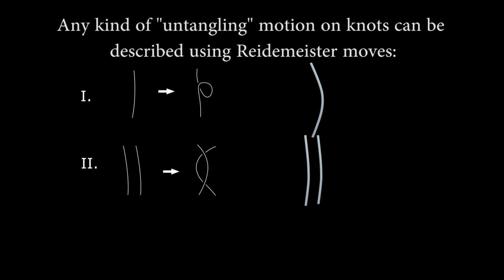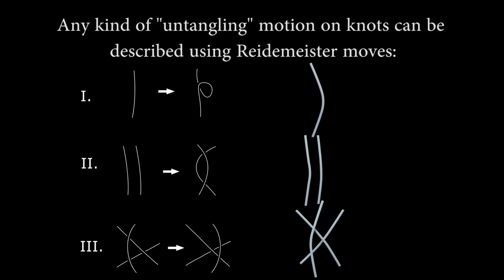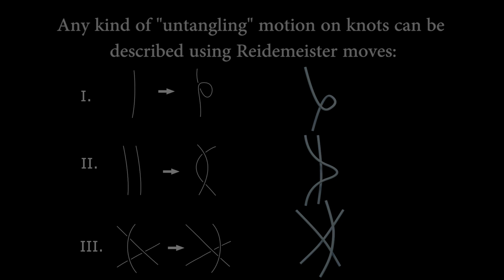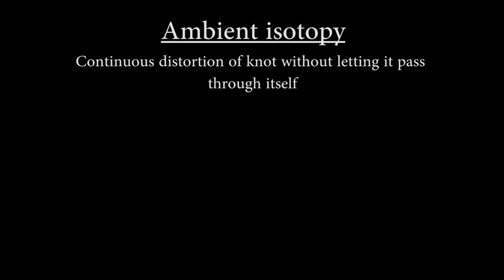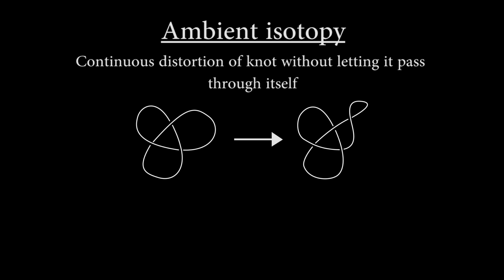Kurt Reidemeister proved that any kind of untangling motion on knots could be described using a sequence of moves known as Reidemeister moves. There are only 3 Reidemeister moves: twisting, moving one string over or under another string, and moving one string over or under a crossing. In topology, you may hear the term ambient isotopy. This just refers to a continuous distortion of space, which in real life would look like grabbing a knot and moving it into a different configuration without breaking it.